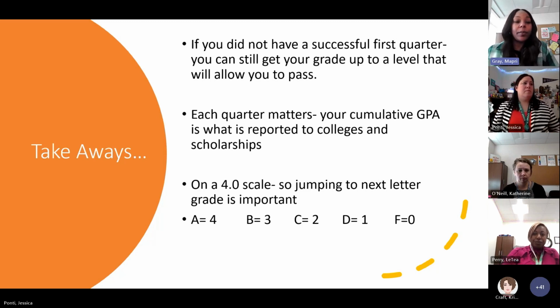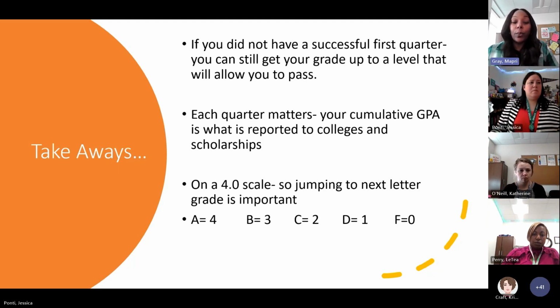The next takeaway would be each quarter matters. So your cumulative GPA is what is reported to colleges and scholarships. So you need to really stay focused on that. And if you need help with knowing what your GPA is or calculating your GPA, you can always come and talk to one of your counselors.